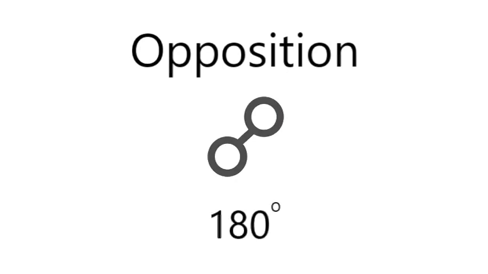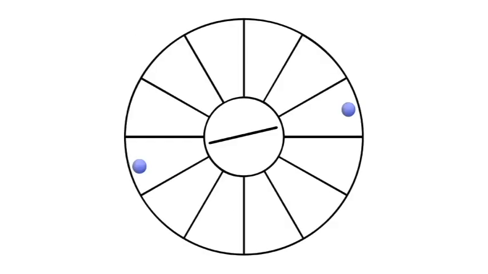The fifth major aspect is the opposition. This is its symbol. Here, 180 degrees separates the 2 planets, which means they're directly across the wheel. Oppositions are considered tense because the planets work against each other until they're eventually unified.